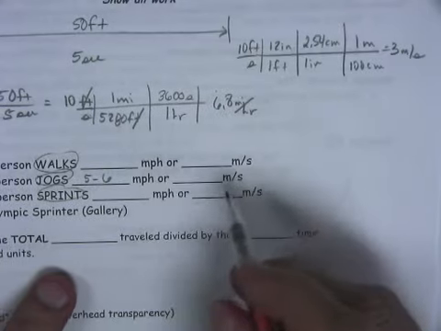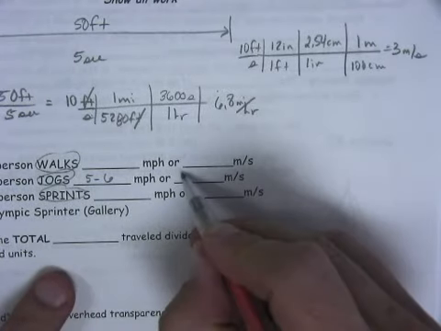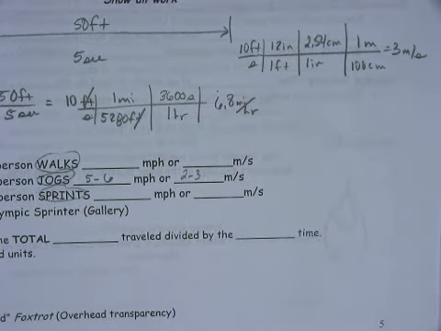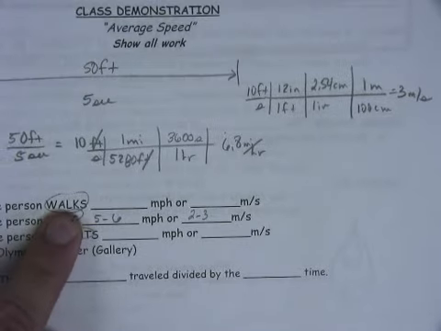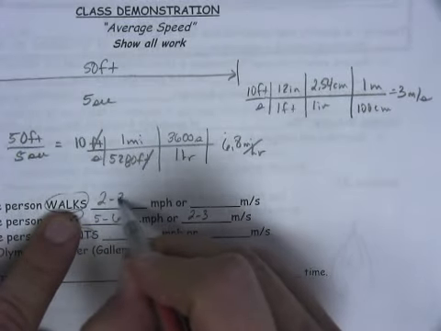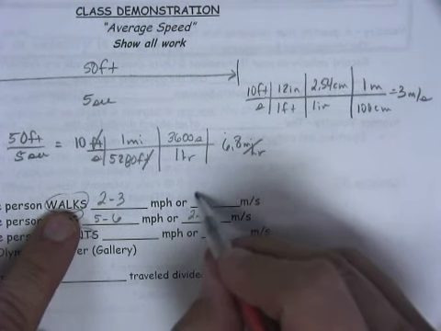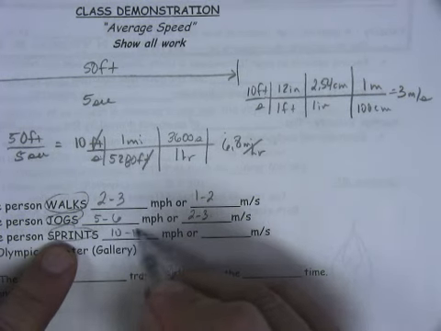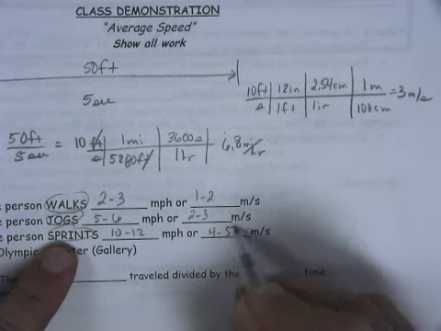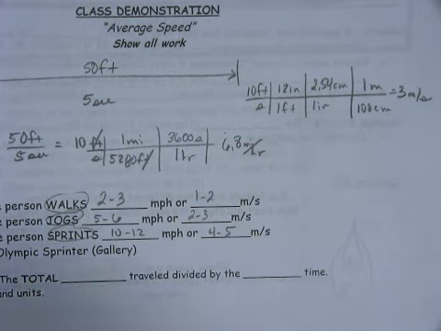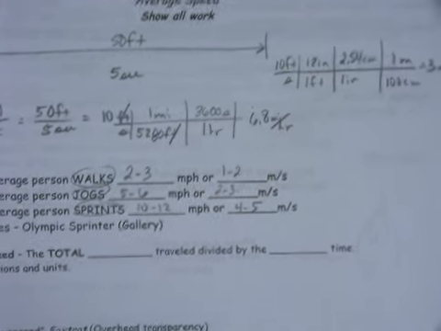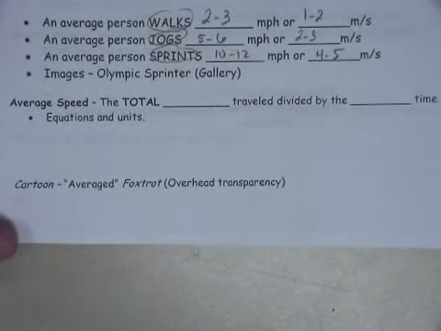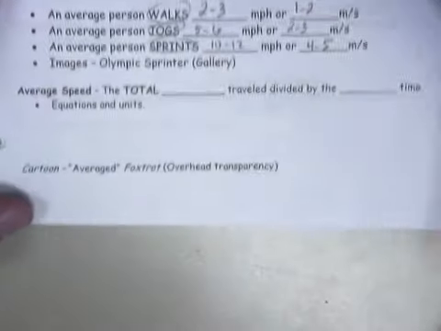From my own experience, I know that if you are jogging, you're going about 2 to 3 meters per second. A typical person walks 2 to 3 miles per hour, which is about 1 to 2 meters per second. If you're sprinting, that's about 10 to 12 miles per hour, or about 4 to 5 meters per second. They aren't perfect conversions, but they're relatively close. In class, we would look at images of Olympic sprinters, and it's eye-opening how fast they actually move.